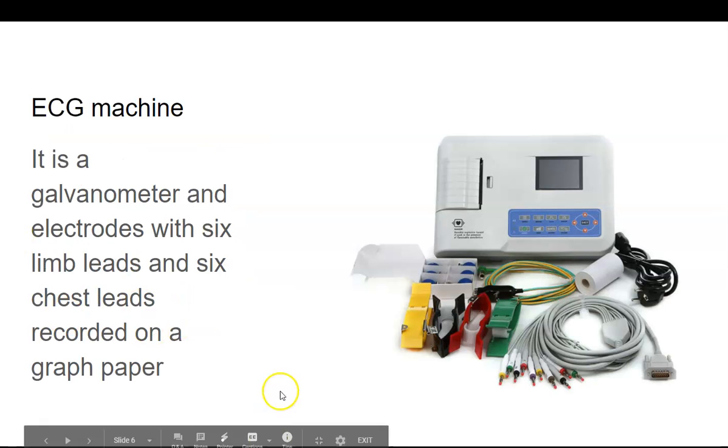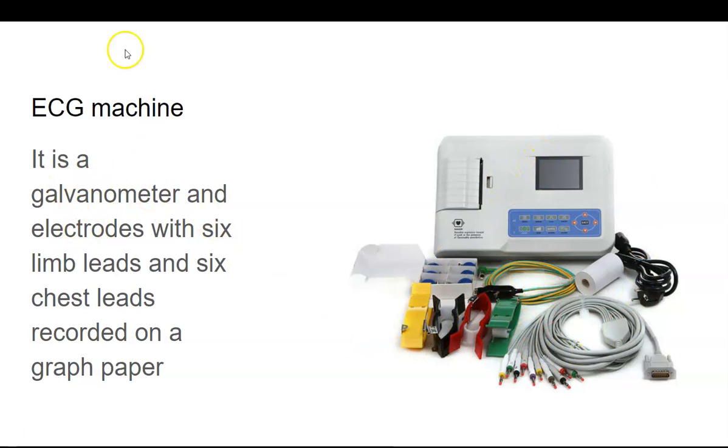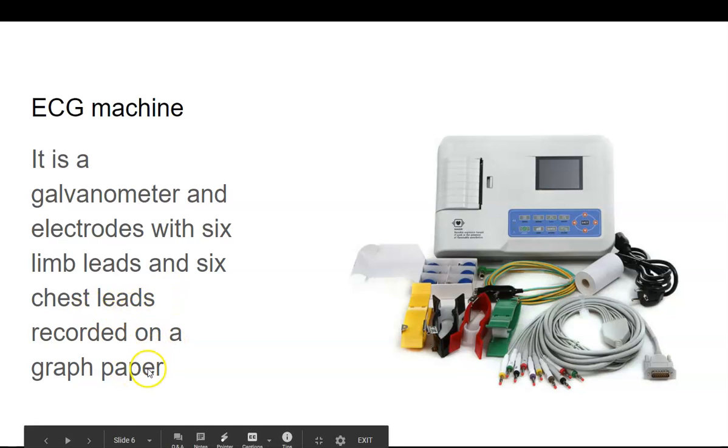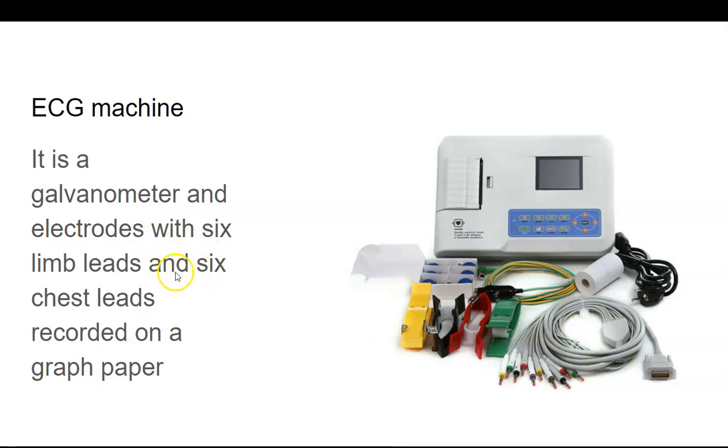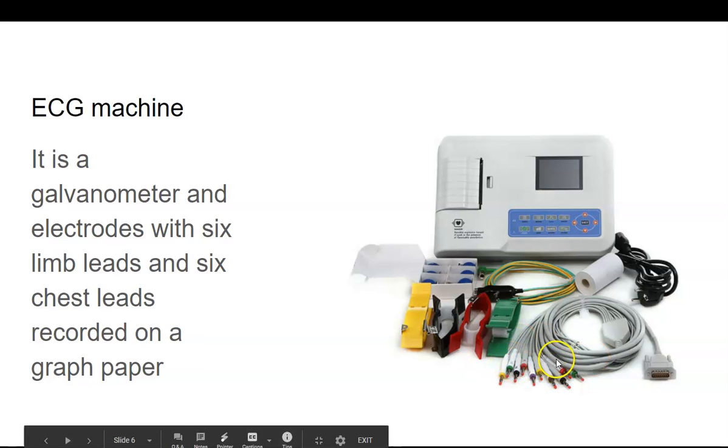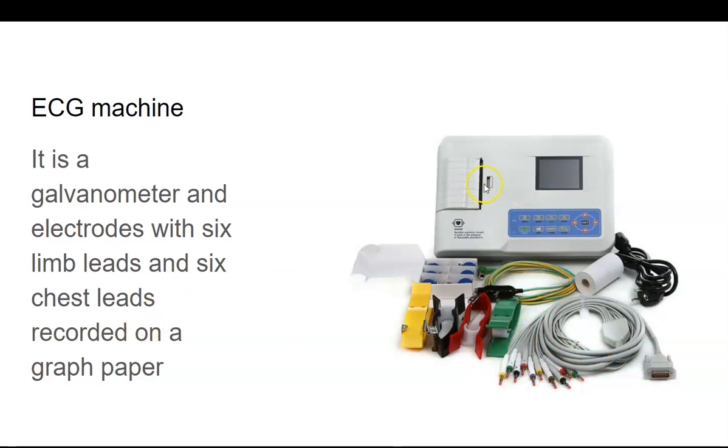Next we'll move on to the ECG machine. You have seen ECG machines of different companies. Here, this one I want to show you, so that I can show you all the parts of the ECG machine. What is an ECG machine? It is a galvanometer with electrodes, 4 limb plates and 6 chest leads, recorded on graph paper.